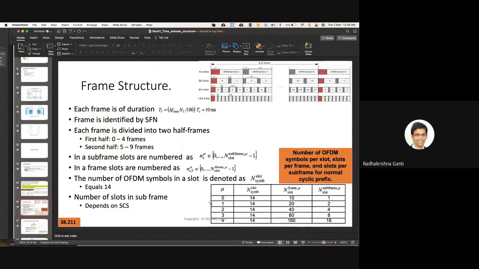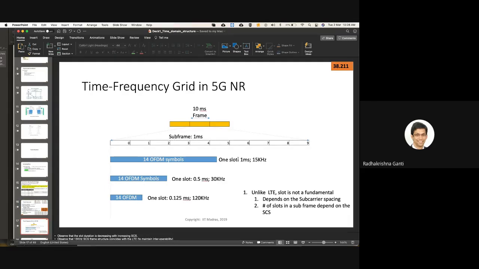Let's look at this in a picture. When you have 15 kilohertz, one slot, which is always 14 OFDM symbols, takes 1 millisecond. When you have 30 kilohertz, the same 14 OFDM symbols will be half the size, so one slot takes 0.5 milliseconds. When you go to 120 kilohertz, it becomes 1/4 of 0.5 milliseconds, which is 0.125 milliseconds. Does it make sense? So with 15 kilohertz there is one slot per subframe, with 30 kilohertz there are 2 slots per subframe, and with 120 kilohertz there are 8 slots per subframe. Any questions before I proceed?